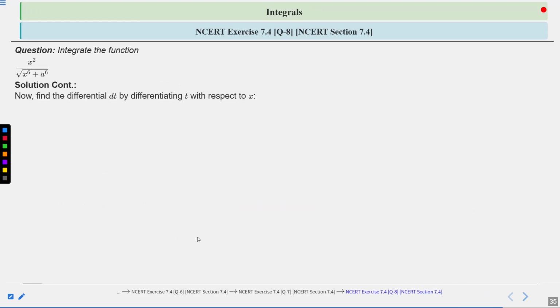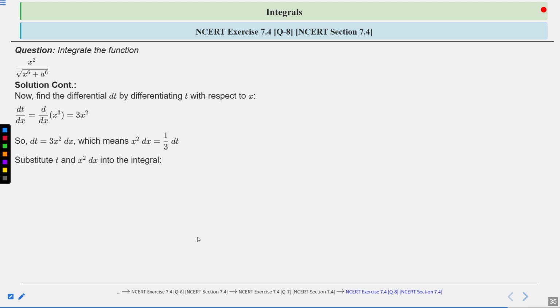Now find the differential dt by differentiating t with respect to x. So dt by dx is equal to d upon dx of x cube, which is equal to 3x square. So dt is equal to 3x square dx, which means x square dx is equal to 1 by 3 dt.